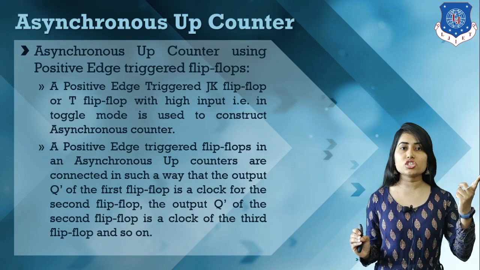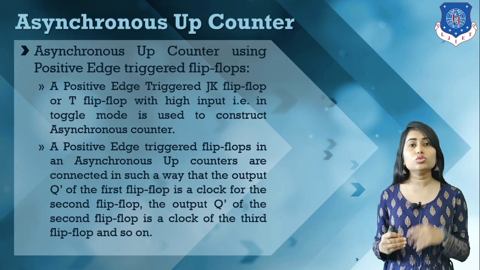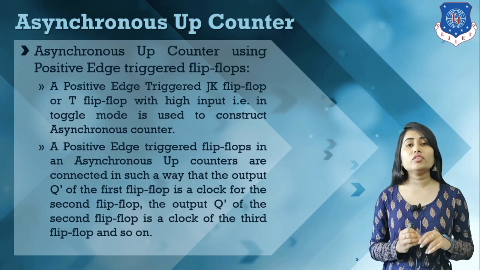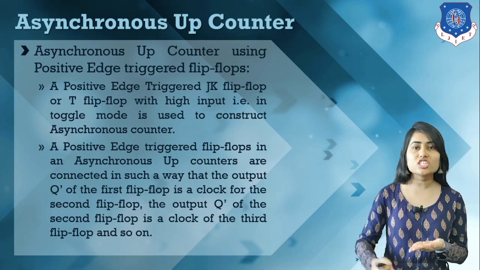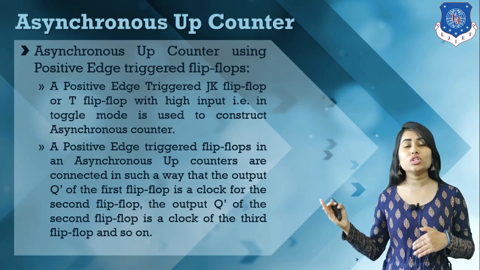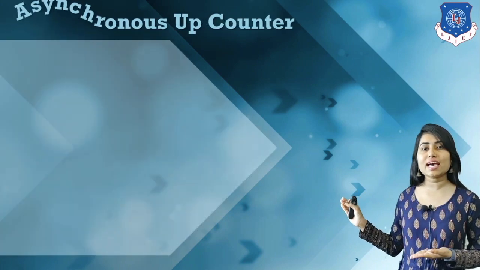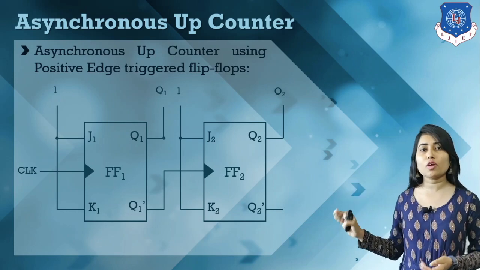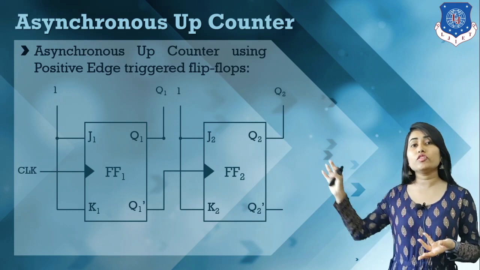Okay, in a negative edge trigger flip-flop we use Q as a clock for the second flip-flop. Here we use Q dash as a clock of the second flip-flop. So whenever we have positive edge trigger flip-flops and we want to count in the upward direction, we have to connect Q1 dash and Q2 dash and Q3 dash as a clock for the next flip-flop. So here we have the logic diagram of an asynchronous up counter using positive edge trigger flip-flops. So here we have 2 JK flip-flops with input 1.